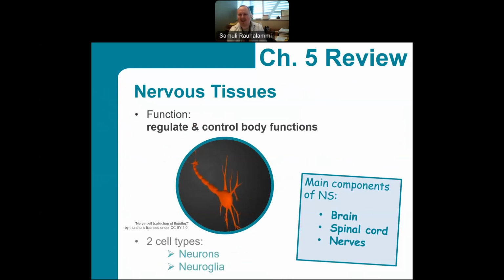There's really two types of nervous tissue cells. There's going to be neurons, which are the actual nerve cells, and we'll talk about those. And then we have supporting cells, which are known as neuroglia. They support the nerve cells to do their function, do what they're set to do.